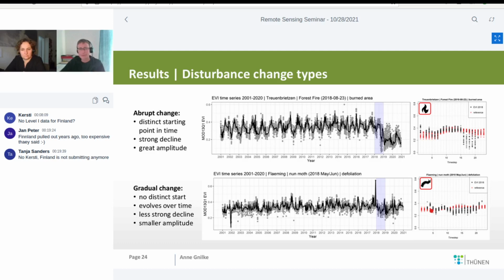So the disturbance occurred less distinctly in terms of the amplitude and the decline, and also the time period in which it was evolving was longer than the fire patterns from above.